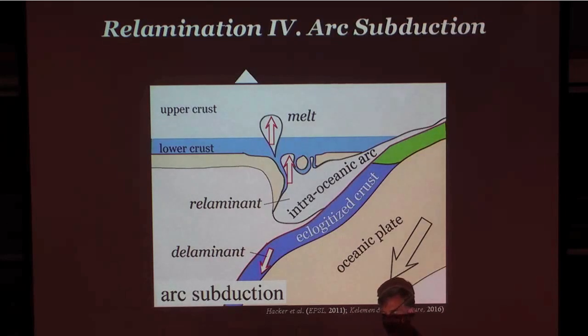A fourth type of recycling of continental material at relatively shallow levels would be what happens when an arc subducts. You might think that's a ridiculous thing to even think about, but the Philippine Sea Plate has on it the Izu-Bonin-Mariana Arc, and that is in fact being subducted underneath Japan right now. And there are rocks in Japan that have been interpreted to be basically underplated pieces of this Izu-Bonin Arc.